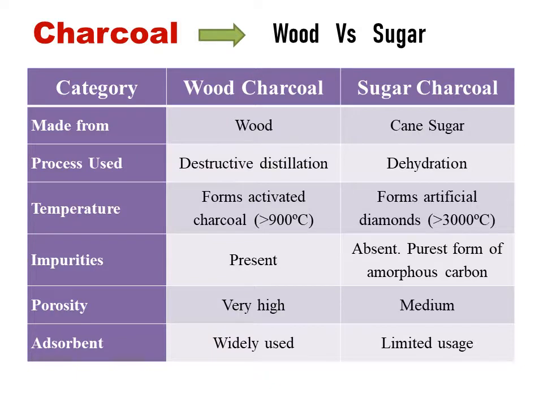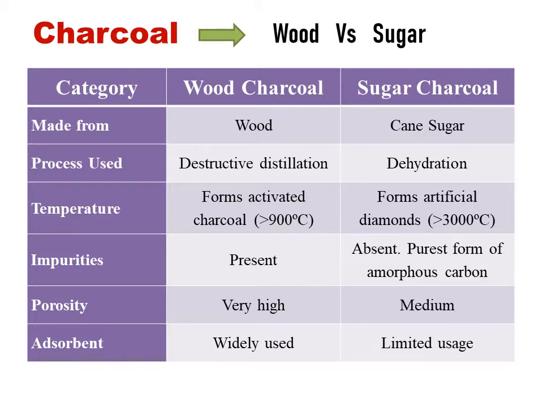Impurities are present in wood charcoal, and absent in sugar charcoal, which is the purest form of amorphous carbon. Wood charcoal's porosity is very high, while sugar charcoal's is medium. Wood charcoal is widely used as an adsorbent, and sugar charcoal has limited usage.